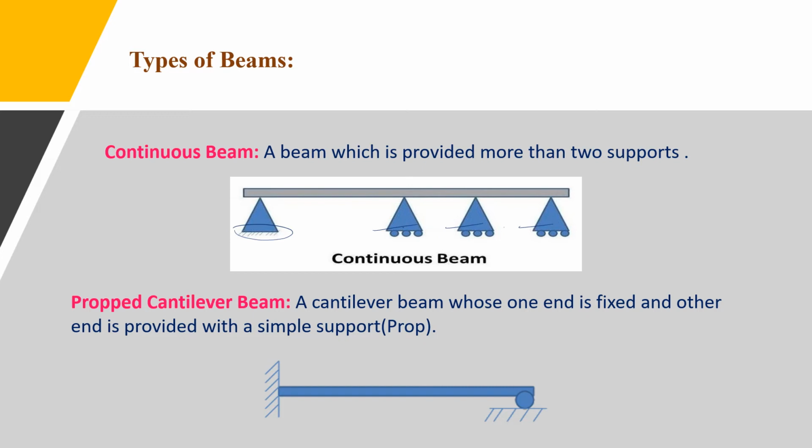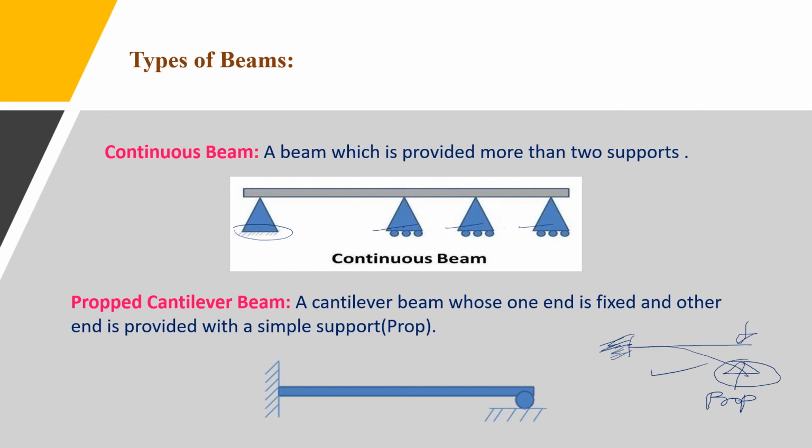And the next one is the propped cantilever beam. We already know that a cantilever beam has one end fixed and the other end free. Now suppose this is a cantilever beam. While applying a load on this free end, the beam will yield like this. To resist this yielding or bending, we have to apply a force in the opposite direction. That opposite direction force is called a prop. So this type of beam is called a propped cantilever beam.